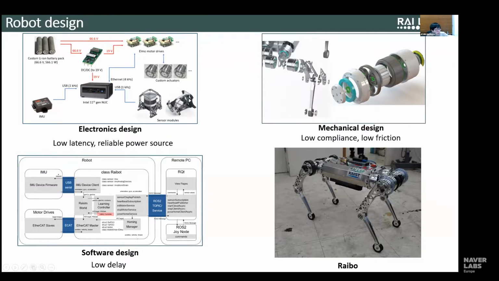Software design is also important because it will introduce additional delay, right? So that was actually one big problem when we worked with animal robots, because their software has extra loops. There are multiple loops that you have to go through before you send your command to the actuator. So with this new software system, we want to avoid that, and we design the system such that we minimize the delay. Okay. And then we have this robot.